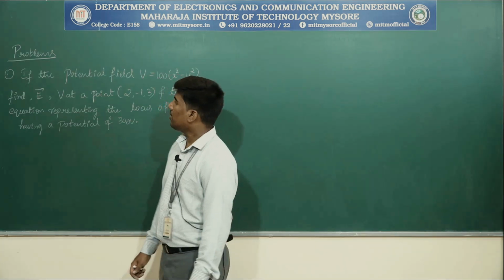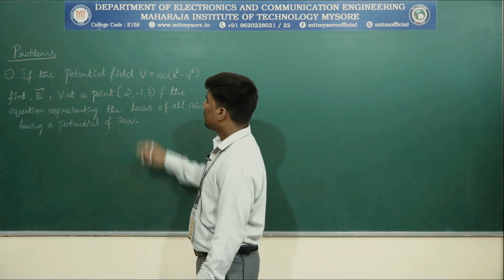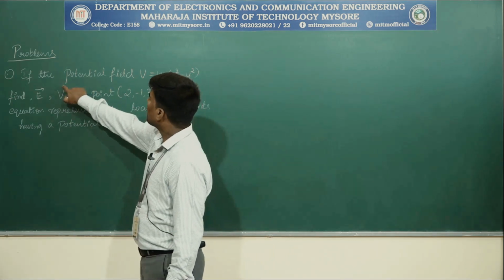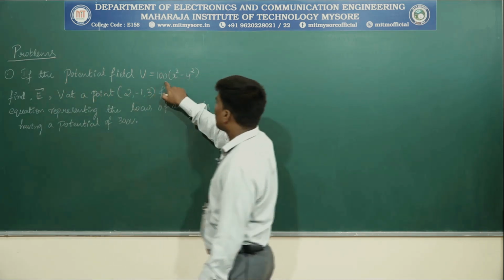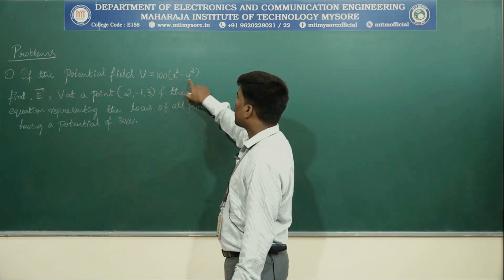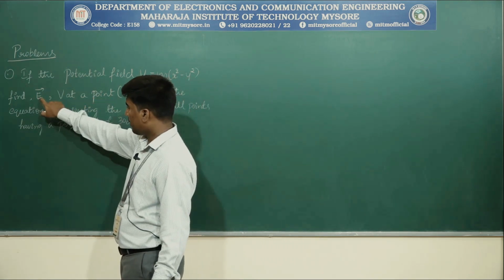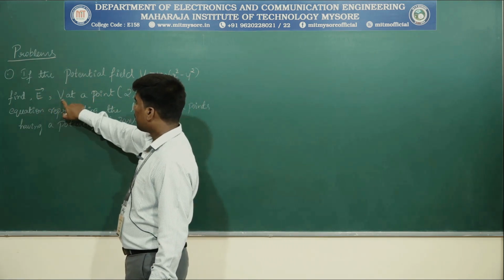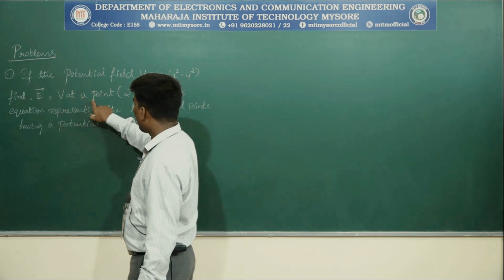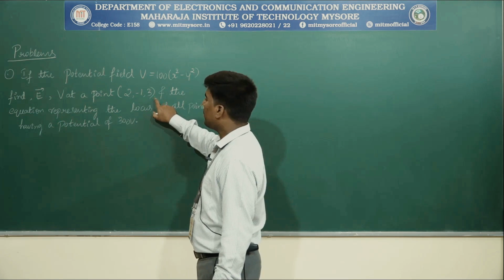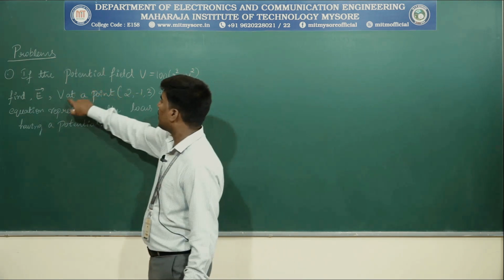Okay, let us solve a problem on the topic which we have learnt. So let me read the problem statement. If the potential field V is equal to 100 into (x square minus y square), find electric field intensity E, potential field V at a point (2, minus 1, 3). The coordinate has been given. At this point we need to calculate V.